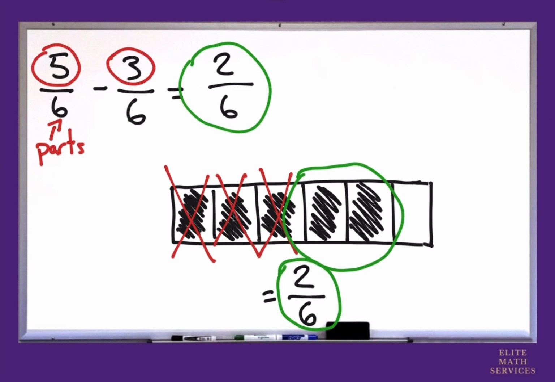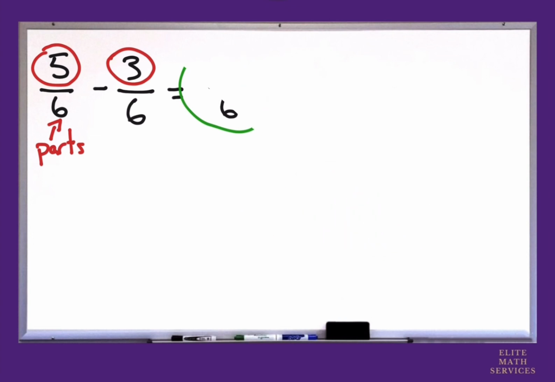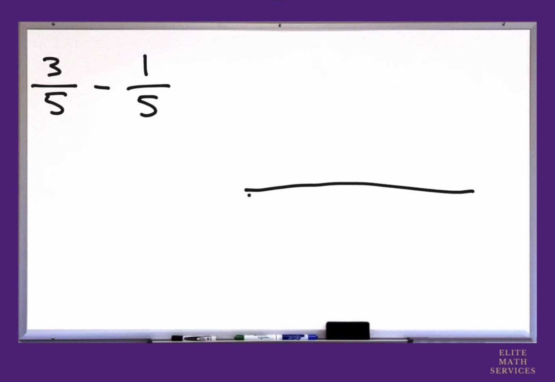Now we're going to start with a different fraction to reinforce everything that we just learned. We're going to start with a new fraction, which is going to be 3 over 5 minus 1 over 5. The first thing we're going to do is draw our fraction strip.